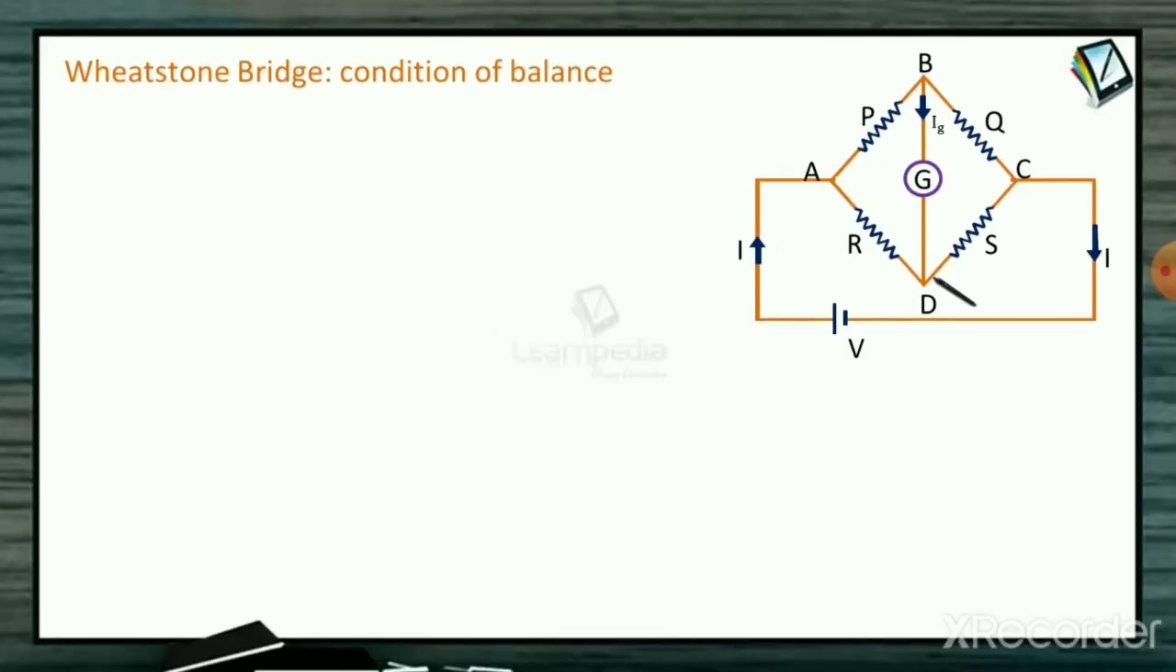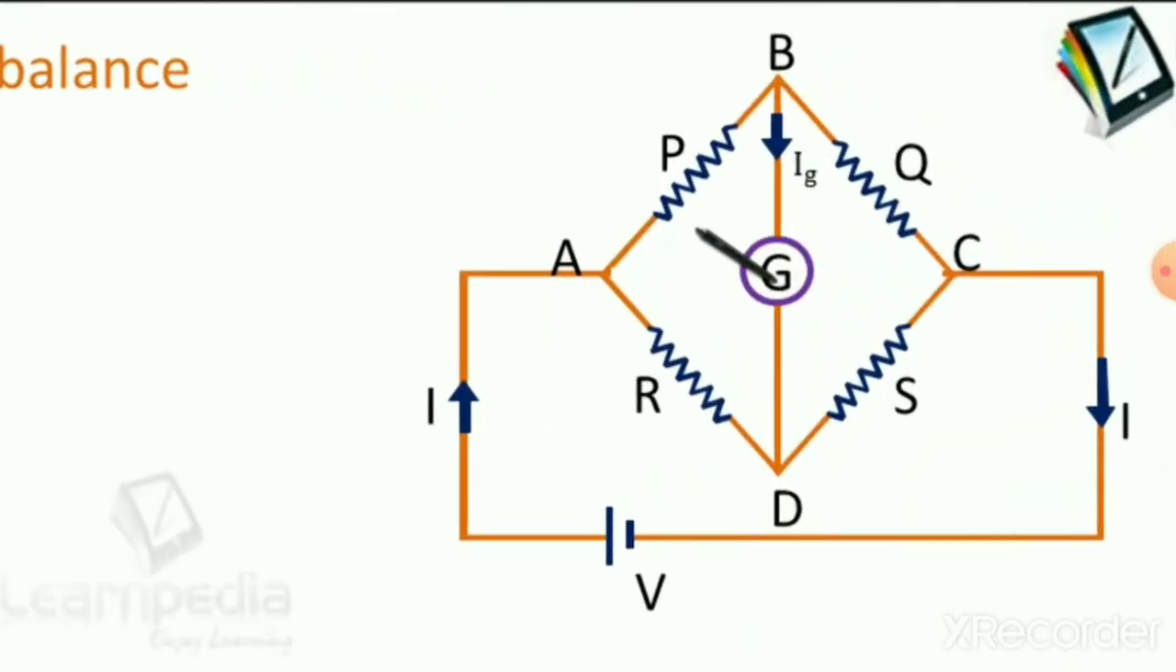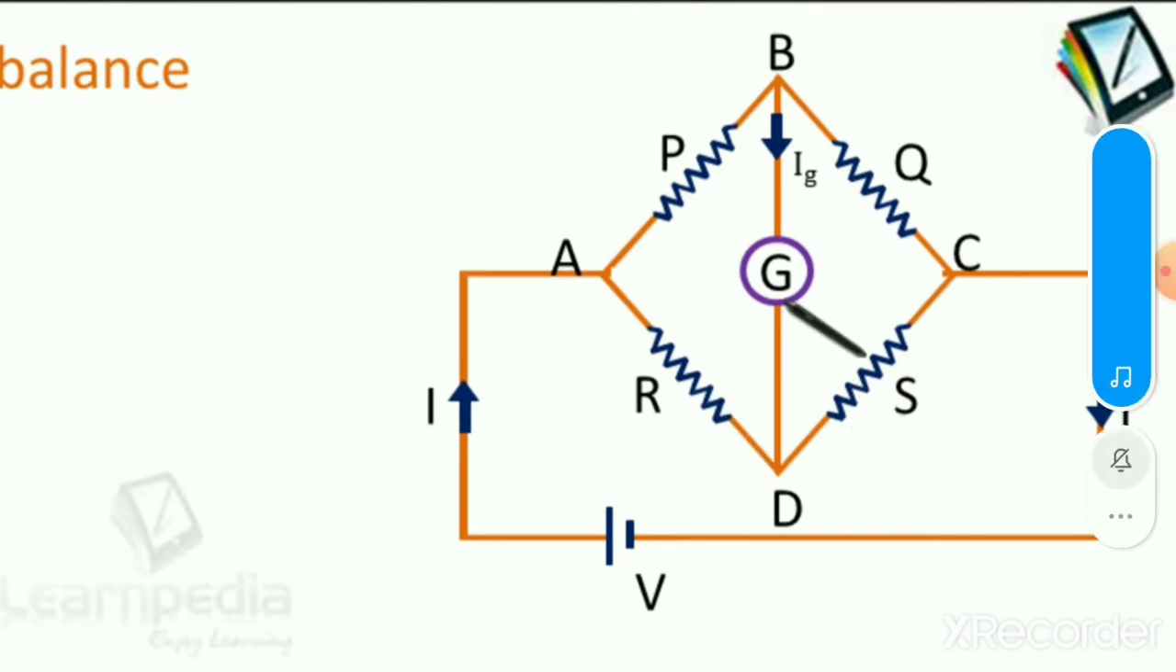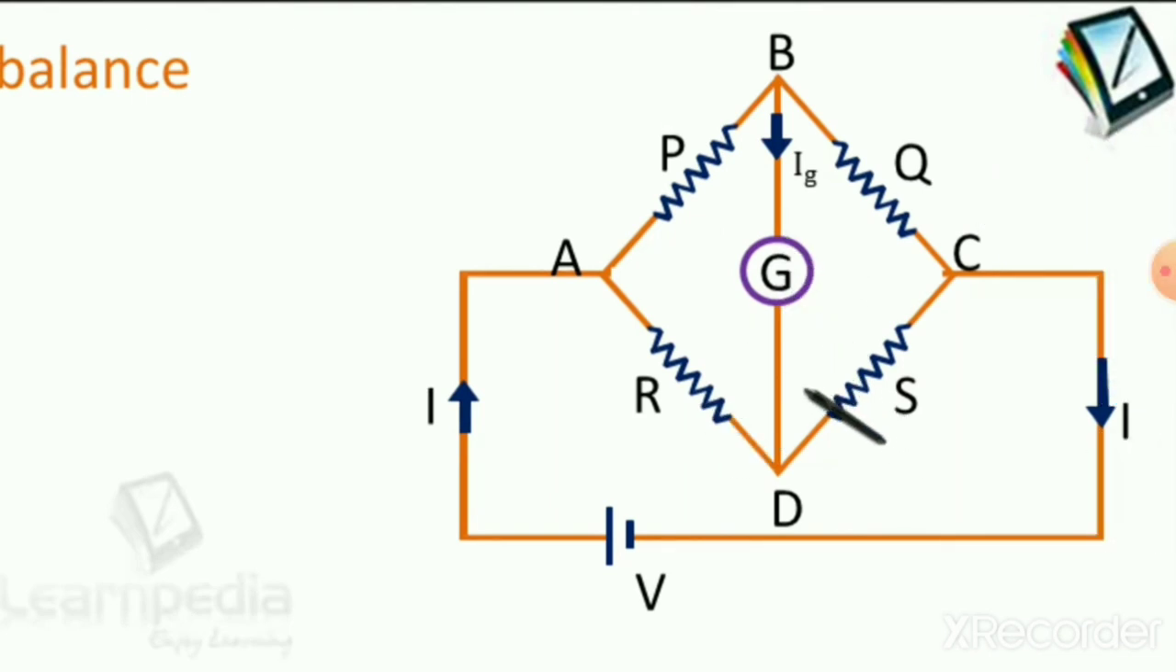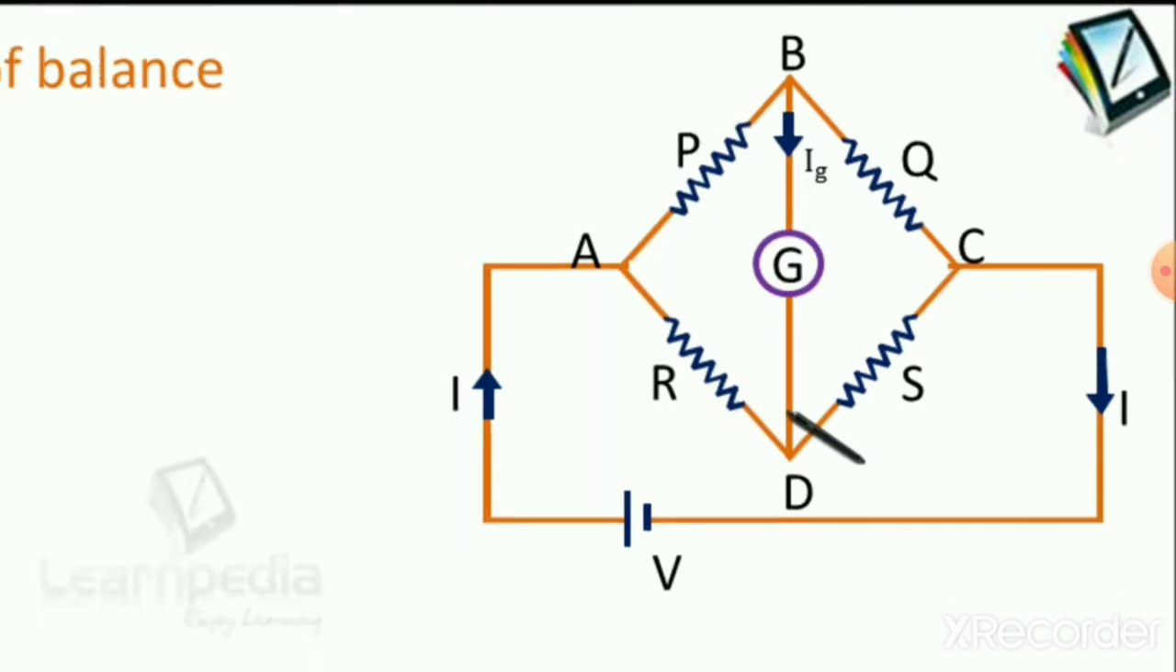Let us study the Wheatstone bridge and the condition of balance. This is an arrangement of 4 resistances, out of which one is unknown, P, Q, R, S, and a galvanometer is connected. So this arrangement of resistances we call a Wheatstone bridge network.